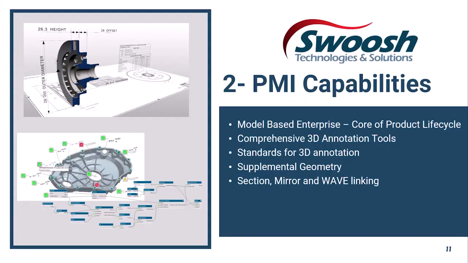Getting into our next topic here, PMI capabilities. So we'll begin to take a look at these different capabilities in PMI, model-based enterprise, comprehensive 3D annotation tools inside the software, standards for that 3D annotation, take a look at some supplemental geometry options here. Also, how do we create lightweight section views inside of our designs and apply PMI, using the PMI in mirrored type situations, and finally talking about wavelinking and reuse of PMI inside of your designs. Whether that's the same part file and wavelinking that over to another part file and seeing what that looks like.